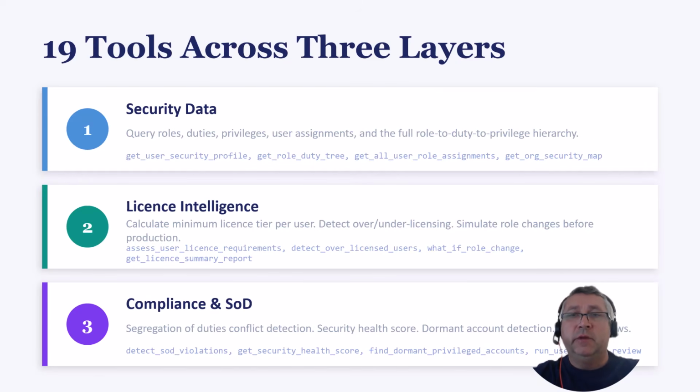Here is a quick summary of the 3 main capability layers. Layer 1 contains a number of tools related to security data. Your agent will be able to use these tools to query information about roles, duties, privileges, user assignments, and even full security profile reports. In those reports, they will get structured data with role, duty, privilege hierarchy, as well as SOD violations. It supports a summary-only parameter for agent-friendly compact outputs.